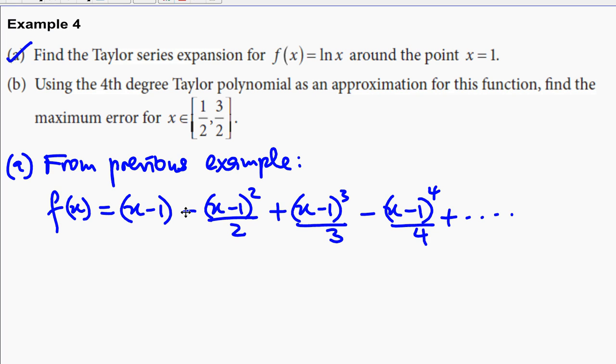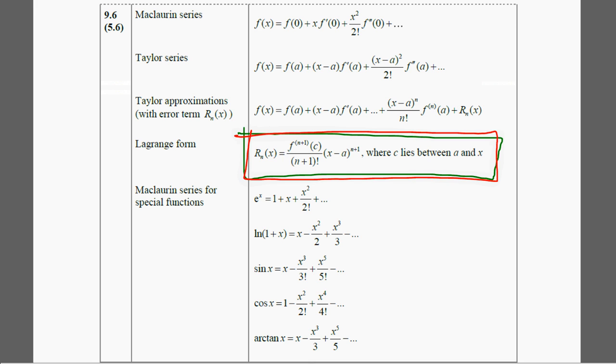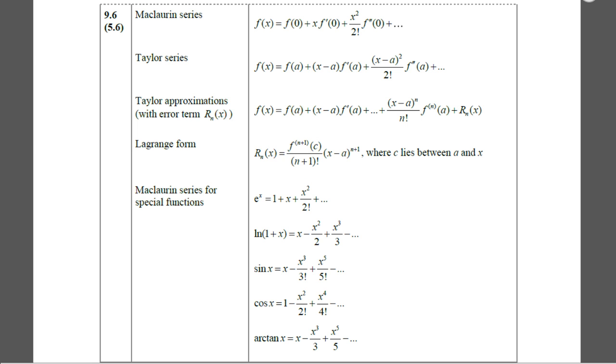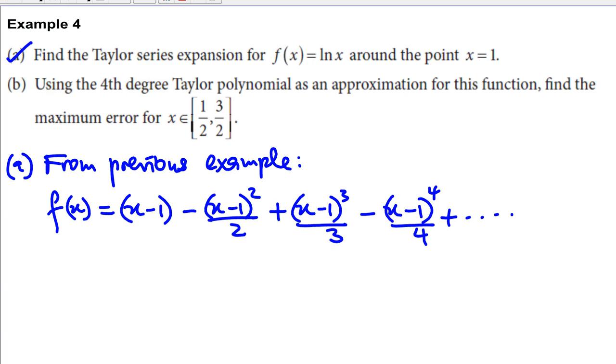So basically what you have to do to get this, just a reminder, is find the derivatives of this function at x equals 1. That will give you the coefficients, and you plug those coefficients into this formula for the Taylor series to get what you need. Remember, this is centered at x equals 1, so a will be equal to 1. Once you have that, we can carry on to part b.